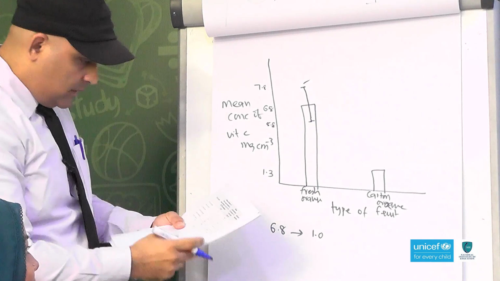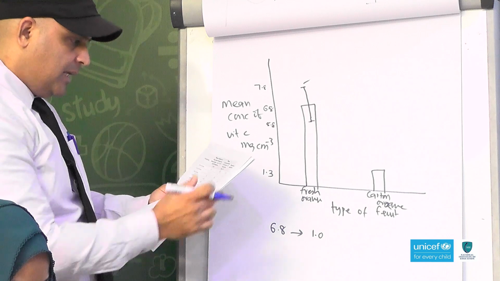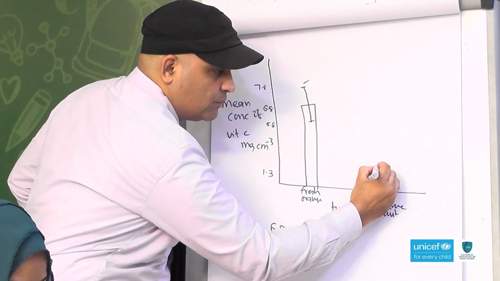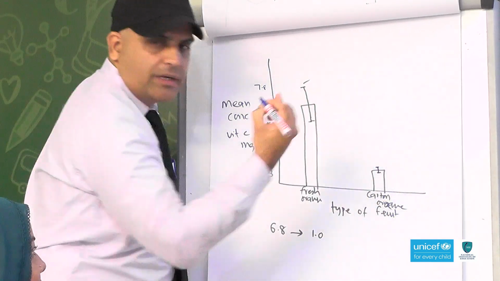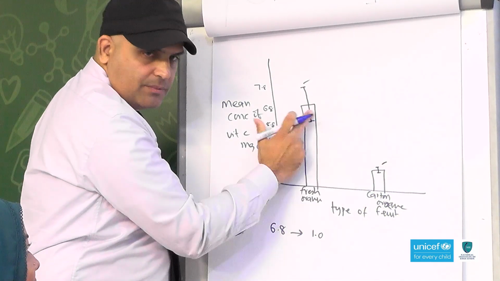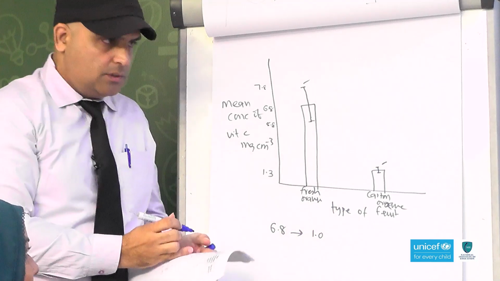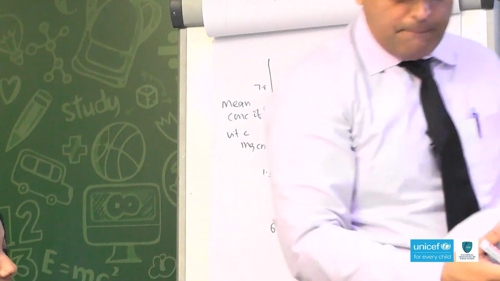And the next one, you have carton orange, that's 1.3. The standard deviation is 0.2. Maybe somewhere here, you draw it like this. And this is the standard deviation. Now, there is no overlap. There is a significant difference between fresh orange and carton orange. Thank you, Zafar sir. That was very well explained, isn't it?